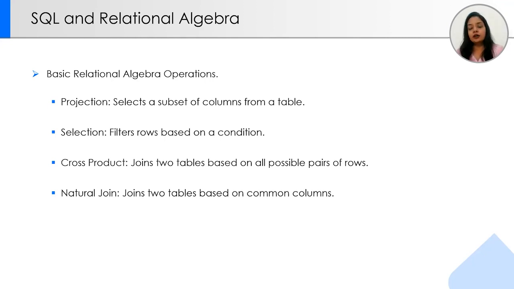Then comes the cross product. As the name suggests, here two tables are joined based on all possible pairs of rows. Naturally, through SQL, you combine the rows of two different tables only when there is a possibility of pairing these two or more rows. Then comes the natural join. Here you are joining two tables based on common columns. So the difference between cross product and natural join is that in cross product you work upon the rows, whereas in natural join you work upon the common columns.